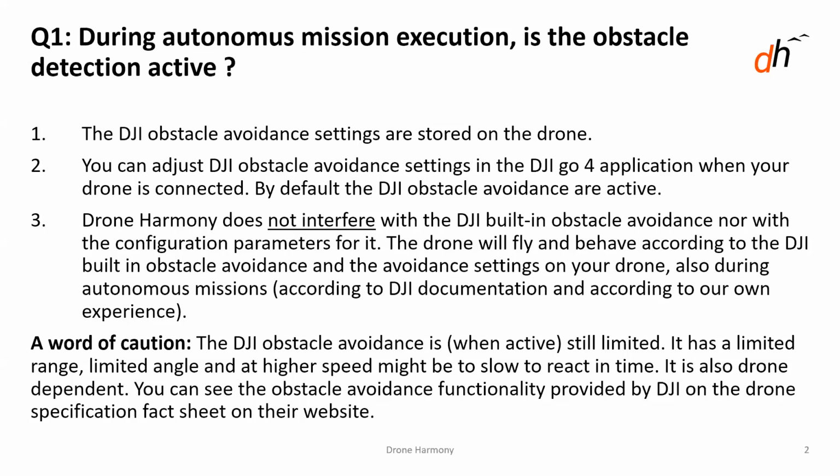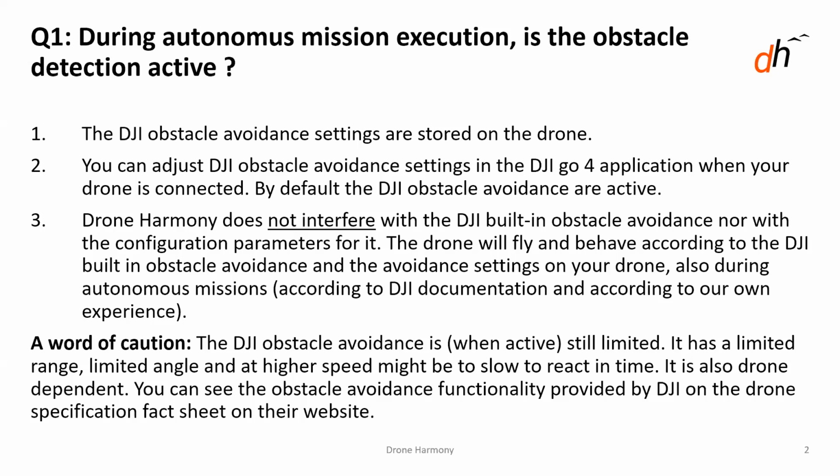By default, they are active, and Drone Harmony does not interfere with the DJI built-in obstacle avoidance. So it leaves it on in case you left it on in DJI Go 4, and it leaves it off in case you left it off in the DJI Go 4 application. Drone Harmony does not interfere, nor does it configure these parameters. So the drone will fly and behave according to the DJI built-in obstacle avoidance and the avoidance settings on your drone, also during autonomous missions. If you execute the mission autonomously, the behavior of DJI obstacle avoidance will be the same as if you were flying it manually, as you set it to be in the DJI Go 4 application.